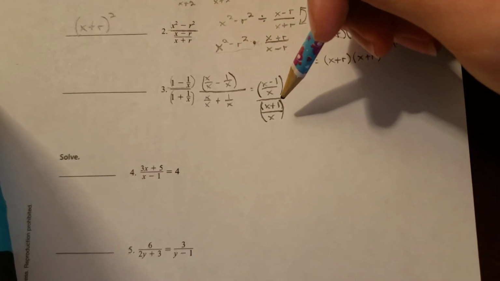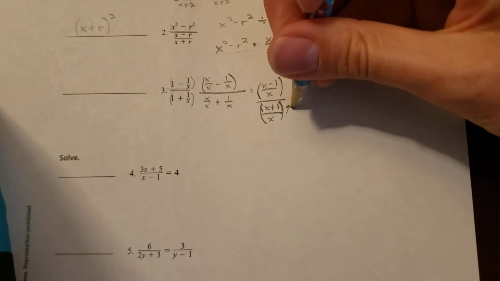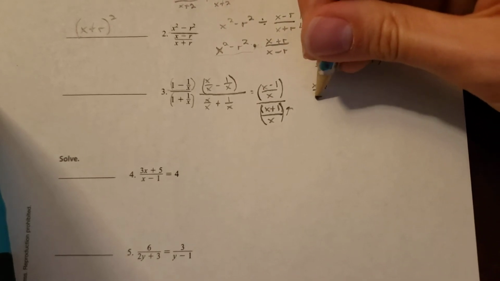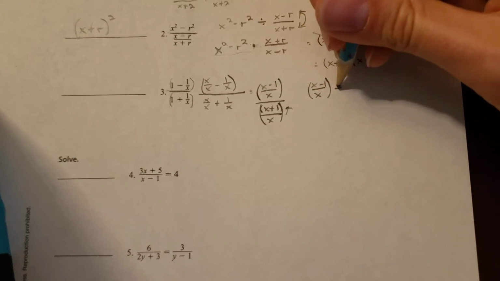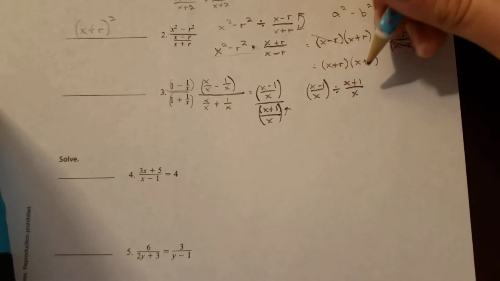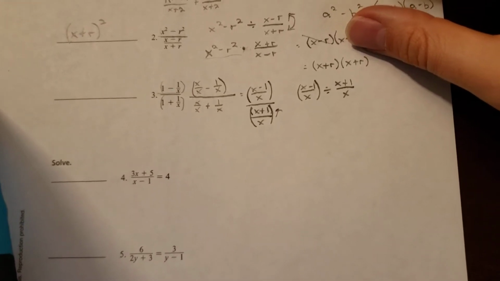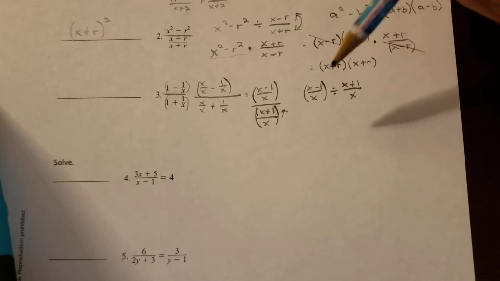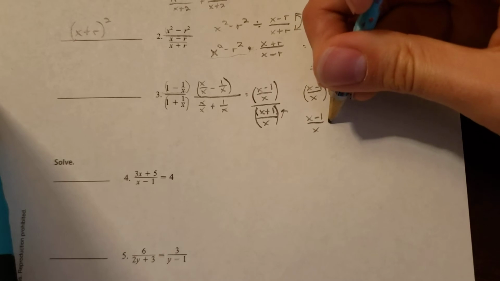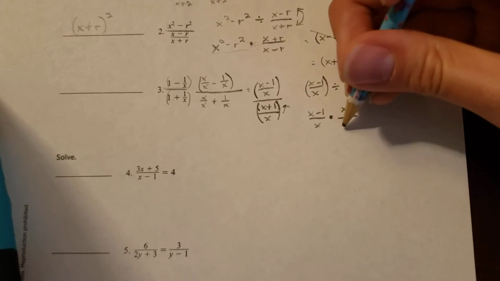Now I need to take this whole bottom piece and bring it off to the side as division. What that's going to look like is x minus 1 over x divided by x plus 1 over x. Well, now what I'm going to do is keep change flip: x minus 1 over x times, I'm going to flip this guy, x over x plus 1.